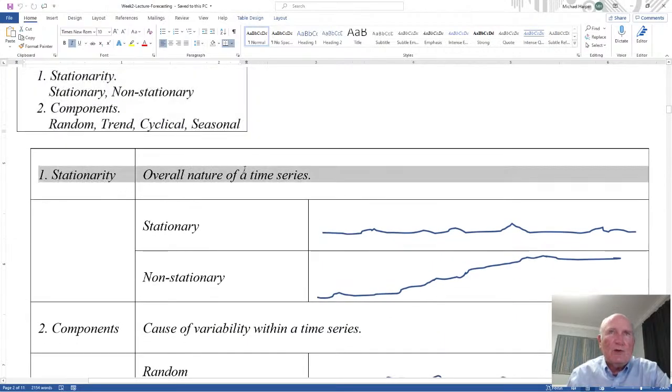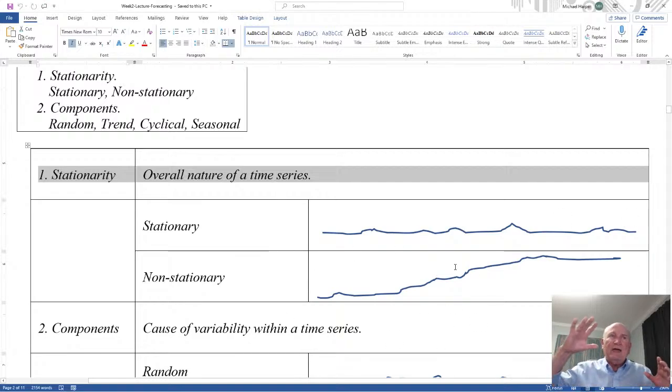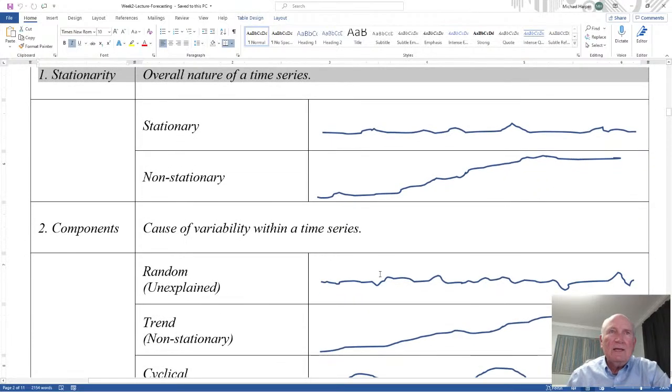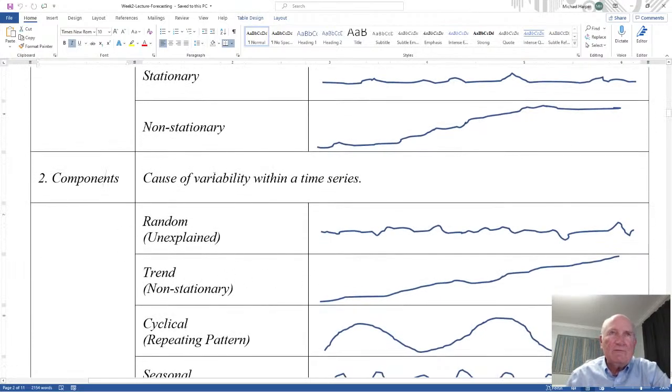Okay, stationarity is the overall nature of a time series. I have 2 time series here. Notice this is over time, and basically the overall nature of this time series is constant, so it is stationary. Now this time series starts increasing, keeps increasing, and keeps increasing. So the overall nature of that is non-stationary. It keeps going up. Okay? Now components. A component is a cause of variability within a time series.